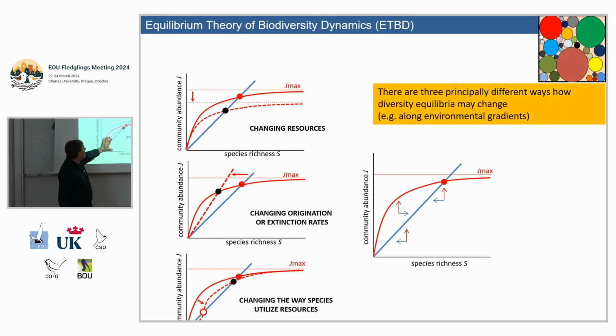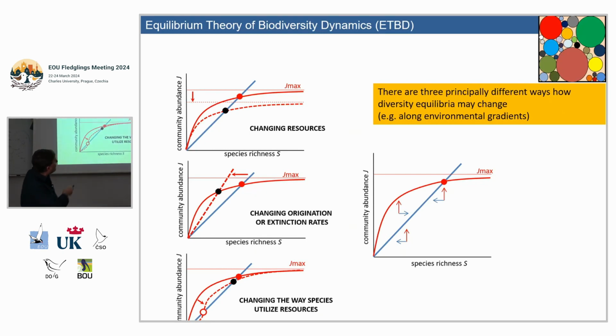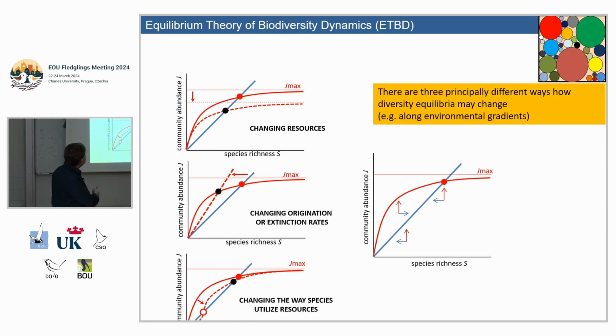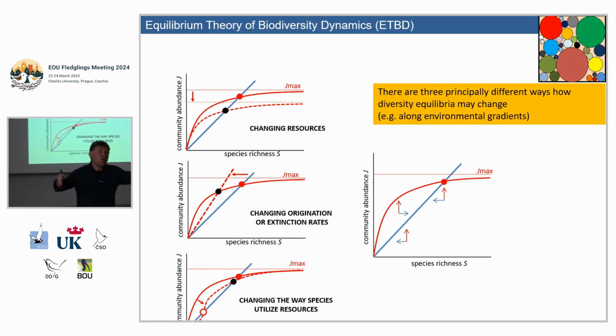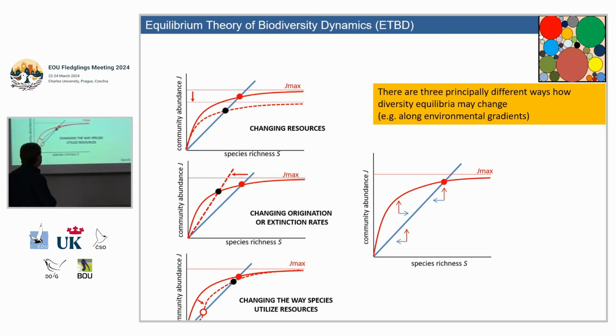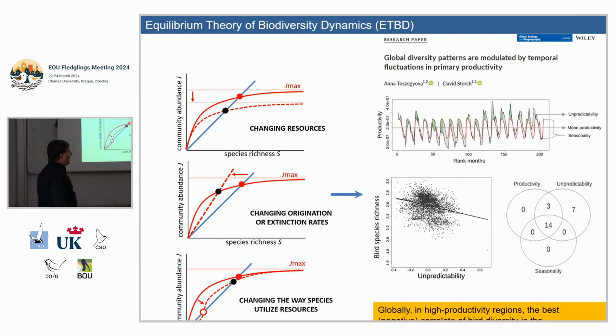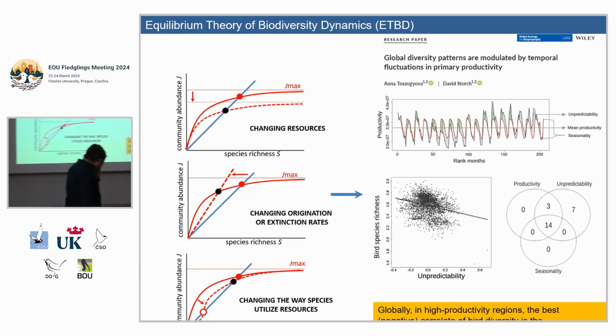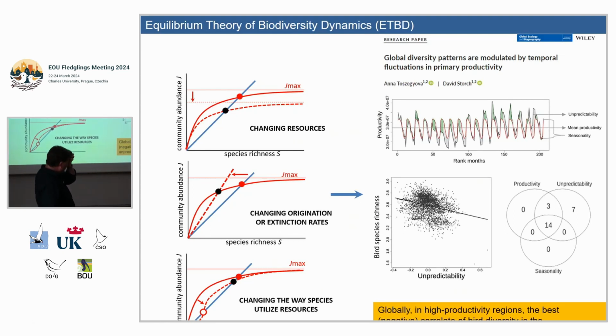I'm not going to speak about it, but I think it is important to realize that this is probably, for birds at least, the most realistic scenario, because we do not see proportionality between species richness and abundance, but we see the effects of changing parameters which can be assumed to affect origination and extinction rate. And this is the last paper, or the last results, I want to show you.